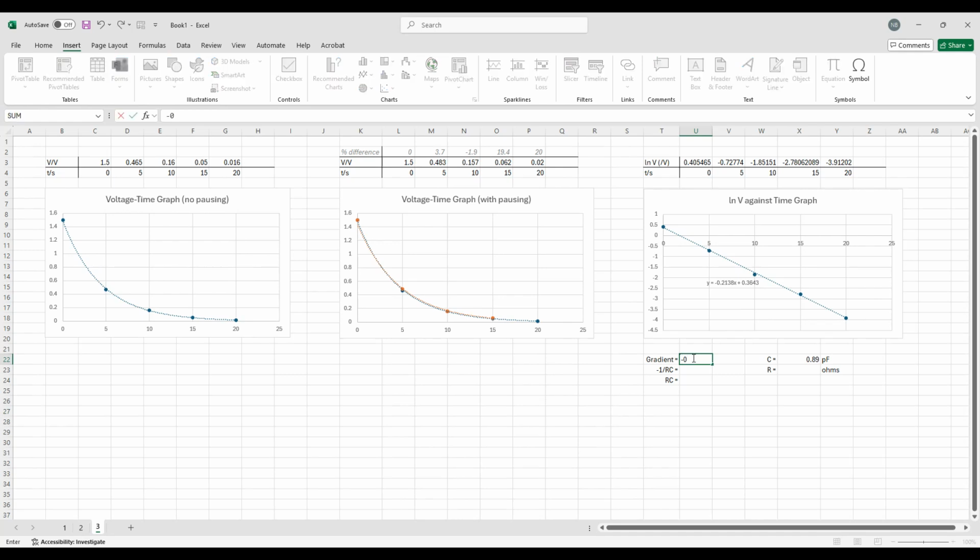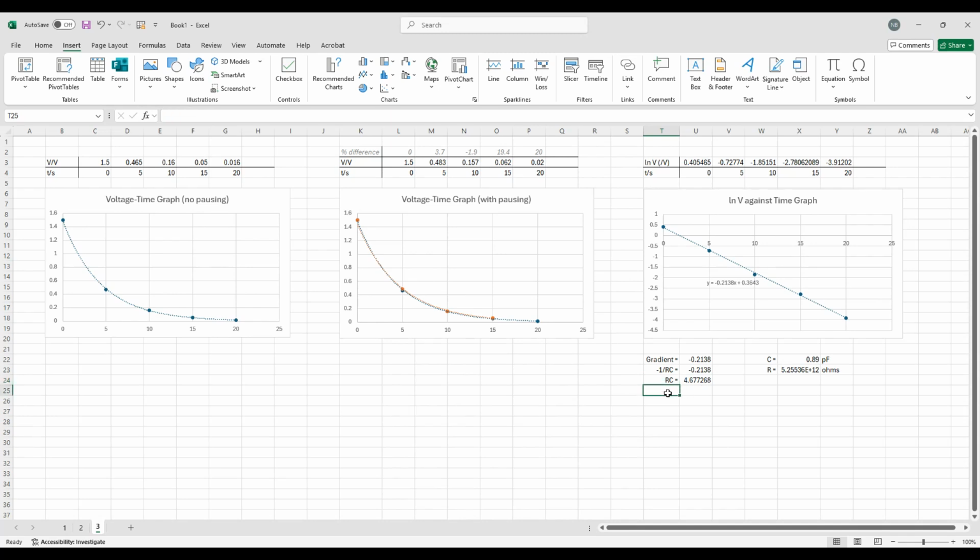It's negative 0.2138, and I've done some calculations. This is my minus 1 over RC, which is equal to the gradient. I then take the inverse and make that number positive, and I get 4.677.